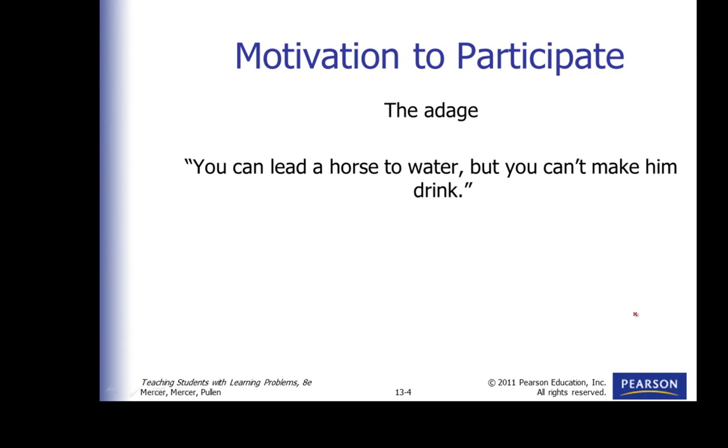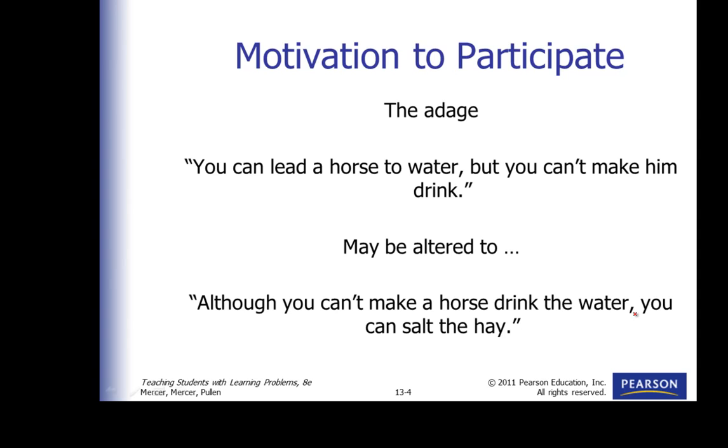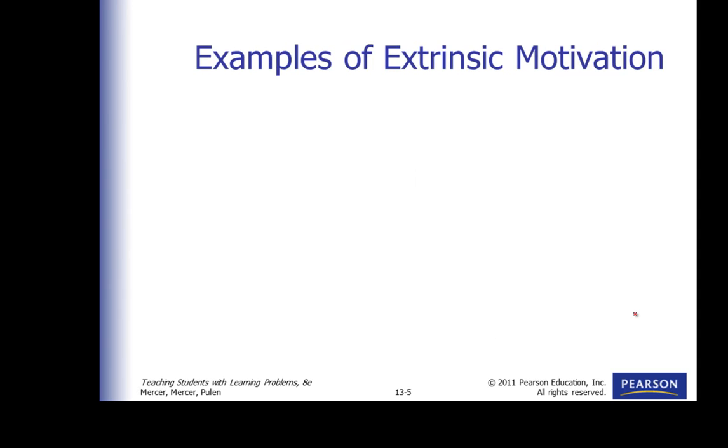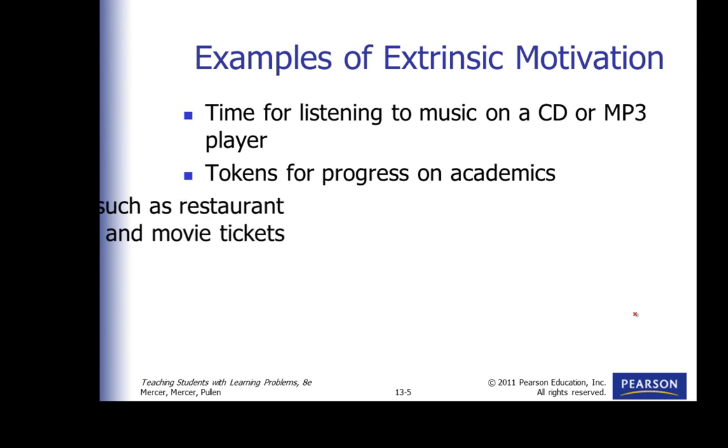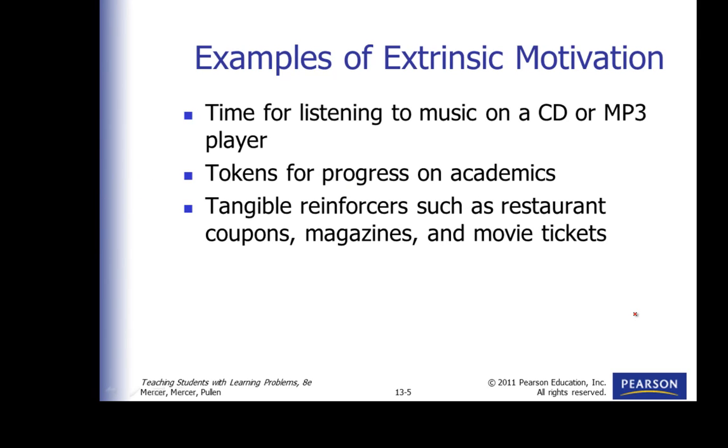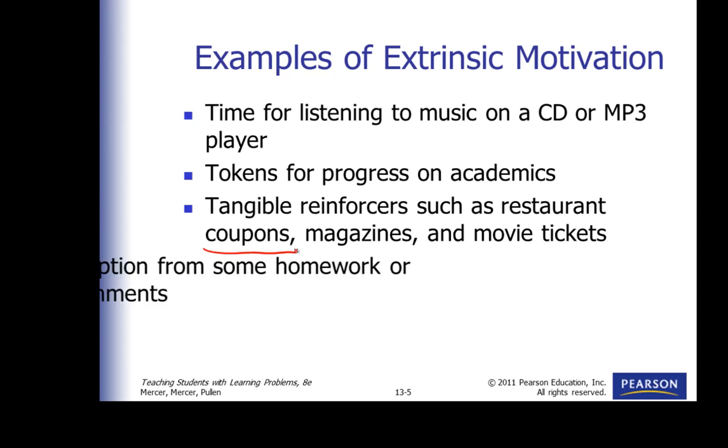That adage, you can lead a horse to water, but you can't make him drink, kind of applies here. It may be altered too: although you can't make a horse drink, you can salt the hay. In other words, put some incentives in place that make them want to do it. So here are some examples of intrinsic things that may be of assistance. Listening to music, or tokens, or tangible reinforcers such as restaurant coupons, magazines, movie theaters. Even these anymore, very few kids don't know what those are. And they're not too hard to get a hold of, especially the 2-for-1s or a certain percent off. Some of these other things may be a little more difficult.